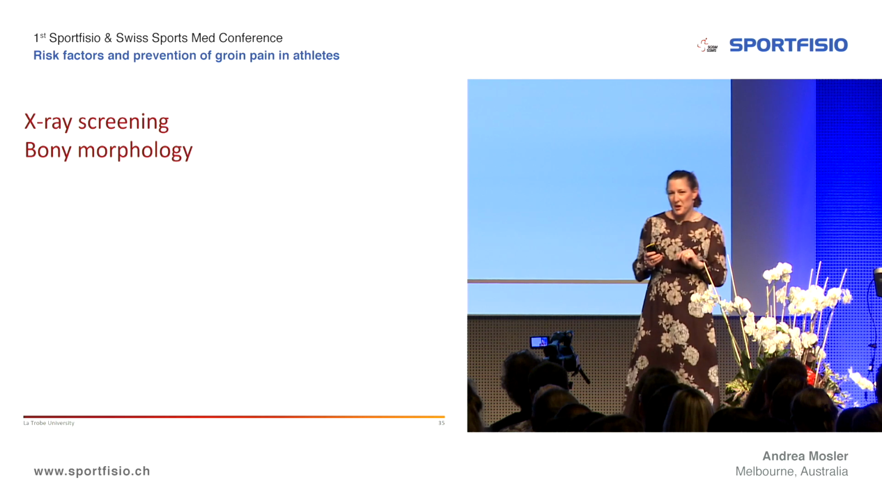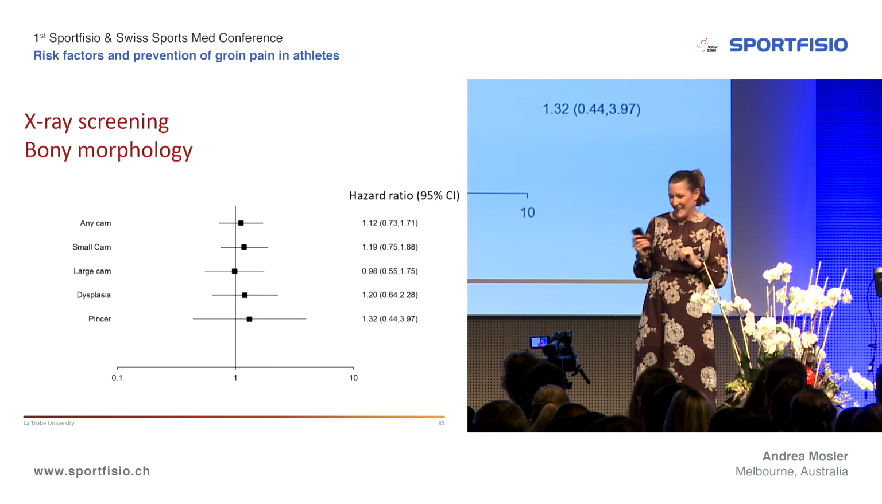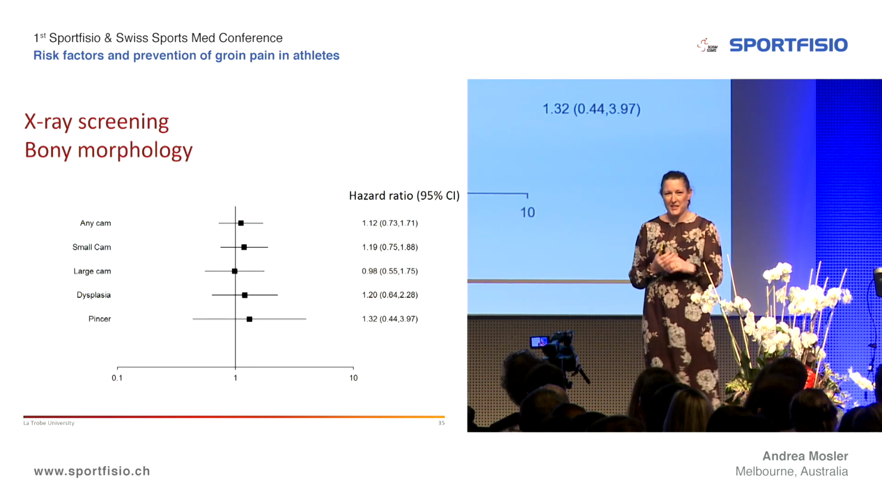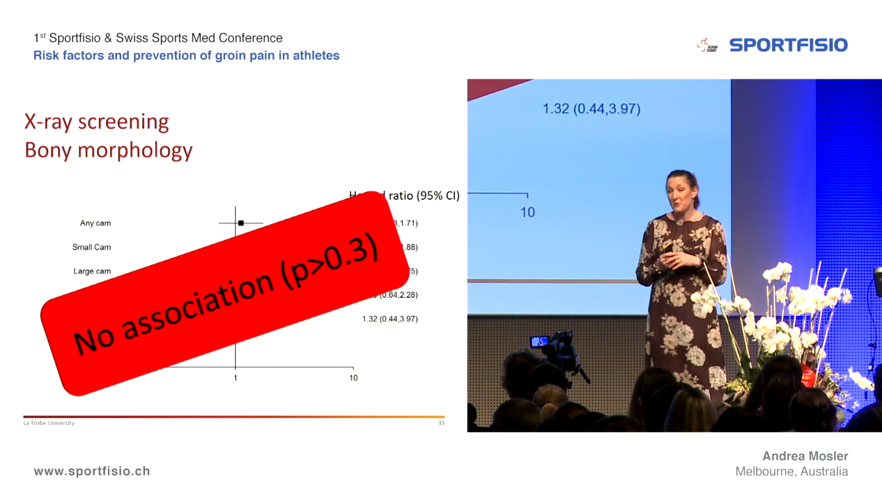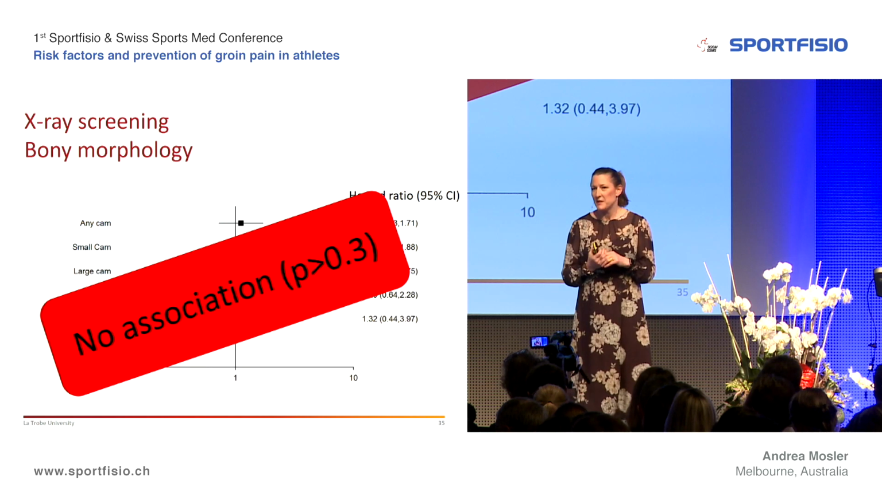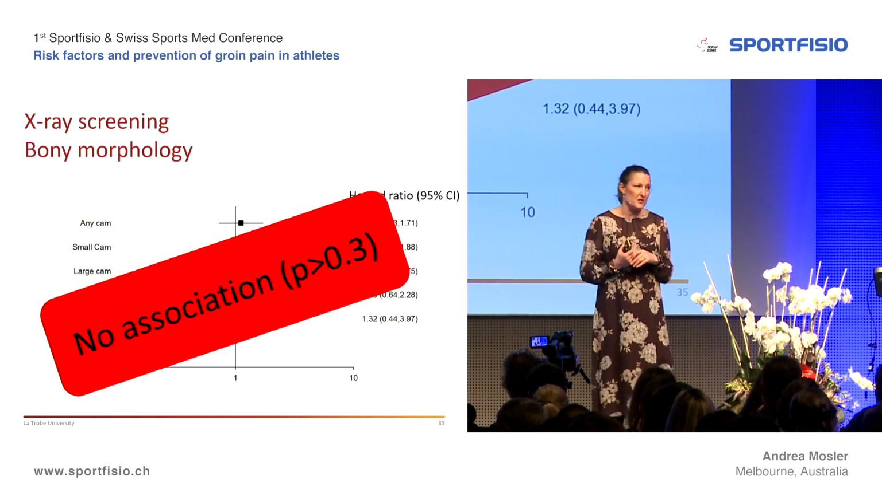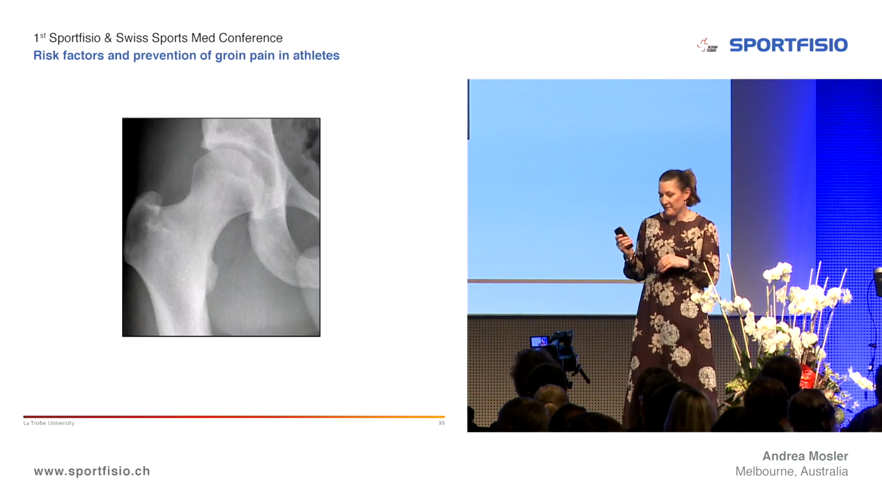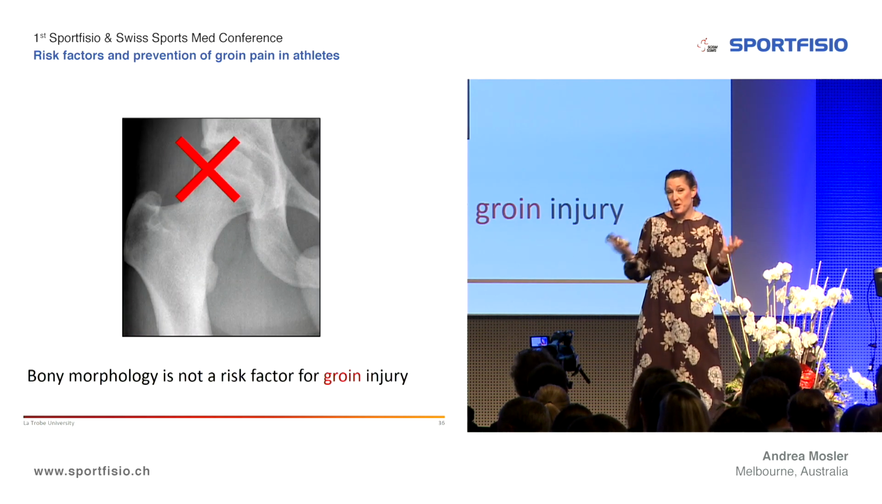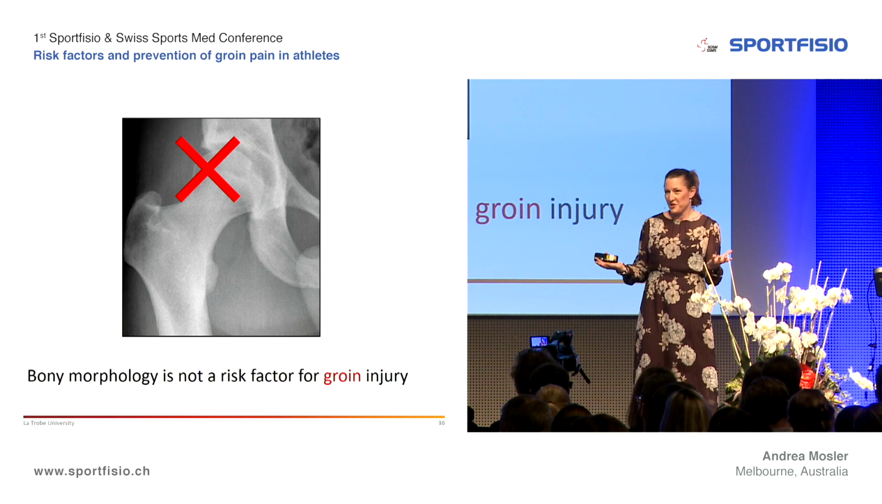And what about the bony hip morphology? Well, have a look at this forest plot. You can see the confidence intervals all across the one, which means no association. So we found no association between bony hip morphology and groin injury risk in our professional male football players in Qatar. Bony morphology is not a risk factor for groin injury.